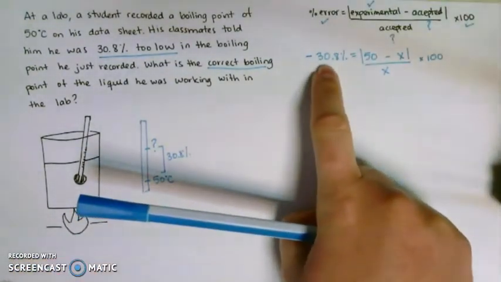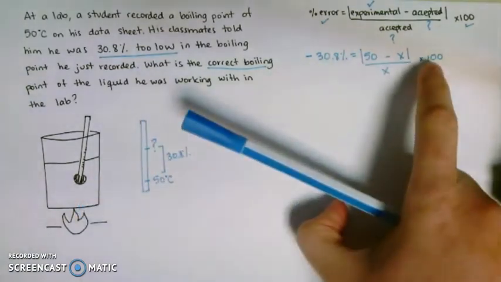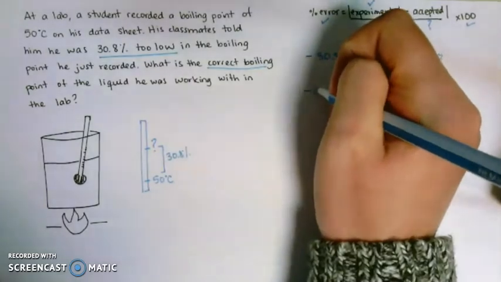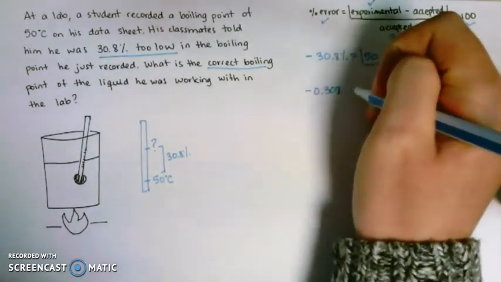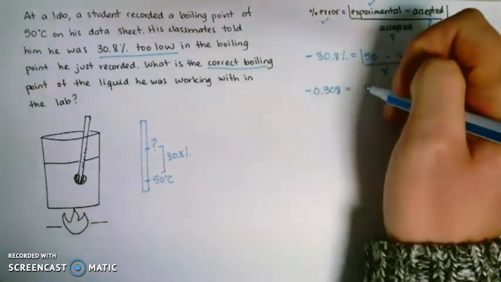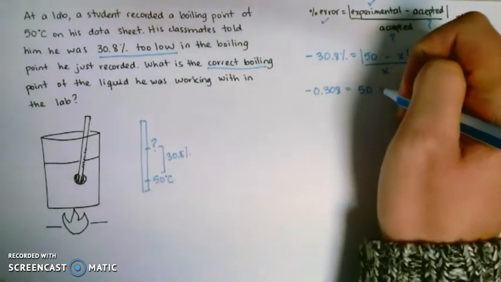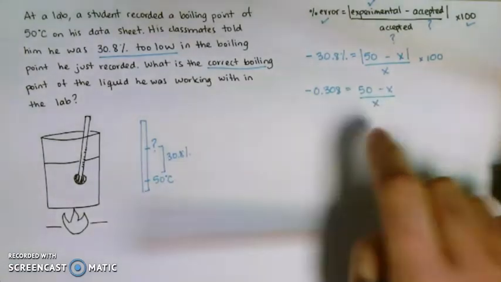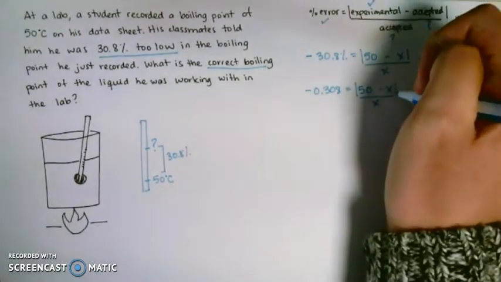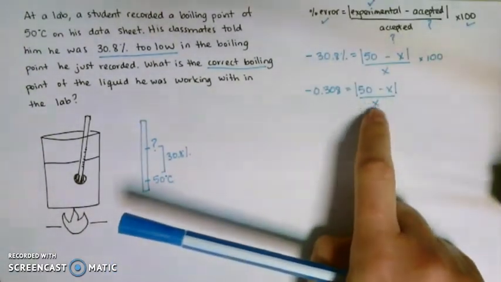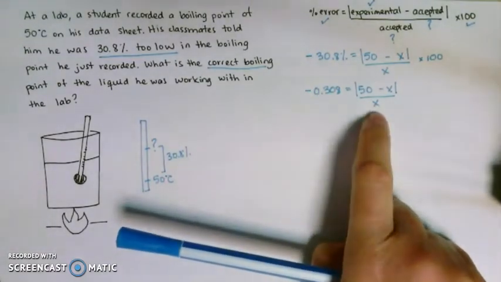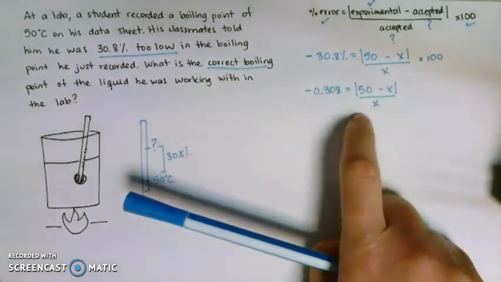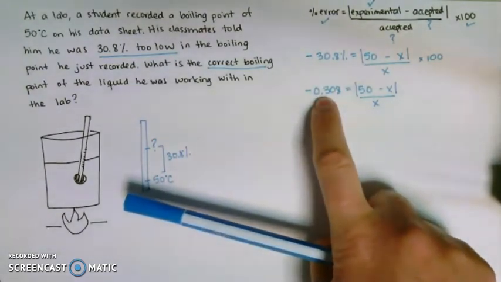To change this from percent into a decimal, we're going to be dividing by this 100 that we have here. So we're going to change this to negative 0.308. Don't forget the negative sign. This is still absolute value. So now I'm going to be bringing this x to the other side. Because it is dividing the whole equation on the top, I'm going to be multiplying minus 0.308 times x.